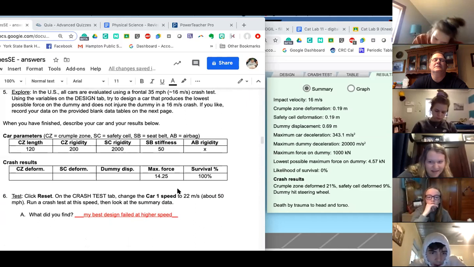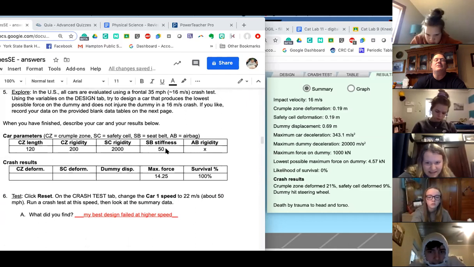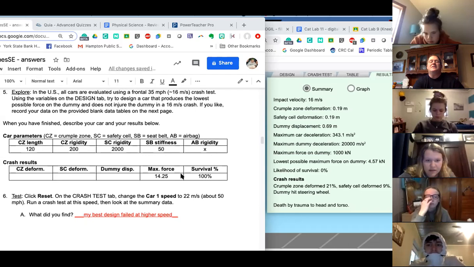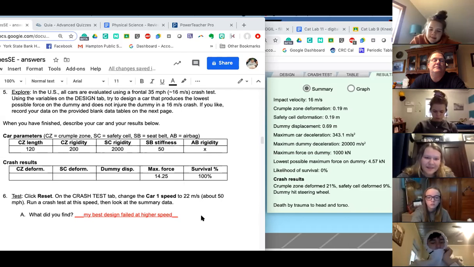Right there. Okay, try those: 120, 200, 2,000, and 50. And I didn't use an airbag. I didn't either. That's what I got, and I got 100% survival rate. But when I use that same design and then I just sped the car up to 50 miles an hour, it was a fail. It was like 120, 200. Okay, so spend some time working on that.